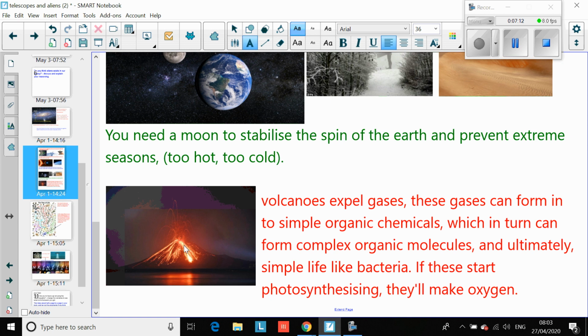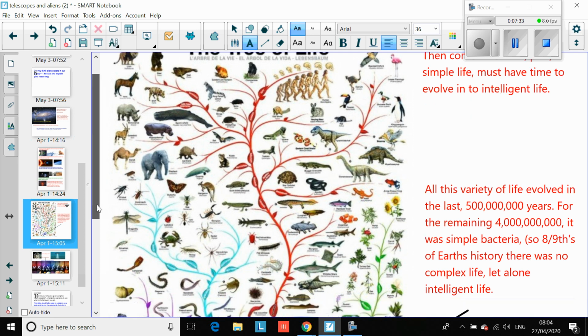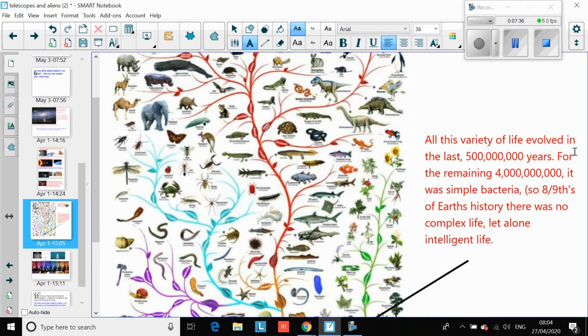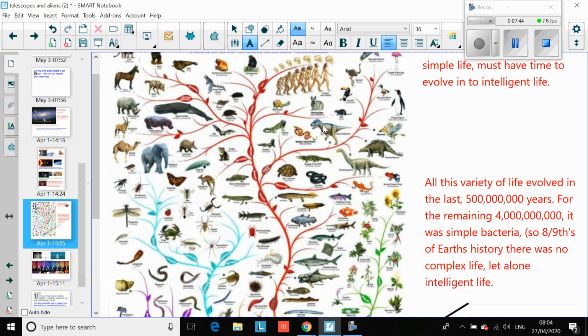But then, of course, if you get simple life like bacteria on Earth, that's how it was for many, many years. Consider our tree of life. These are some of the complex organisms which exist today, and then some of the ones which have gone extinct. But this is the really hard part. Simple life must have time to evolve into intelligent life. So let's just have a look. All of this variety of life, so all the things that we know about, from lions, bears, whales, elephants, butterflies, insects, even things that have gone extinct like dinosaurs, all of this evolved in the last 500 million years.